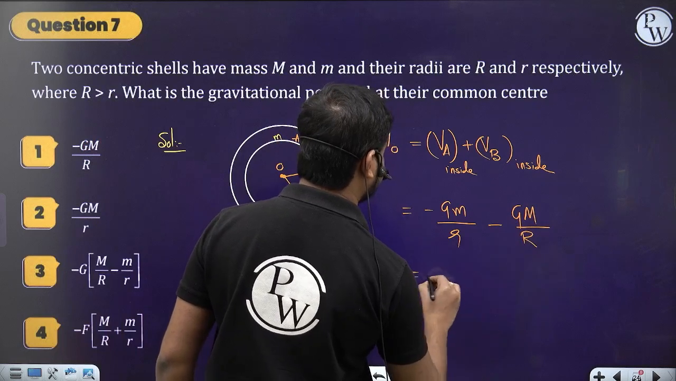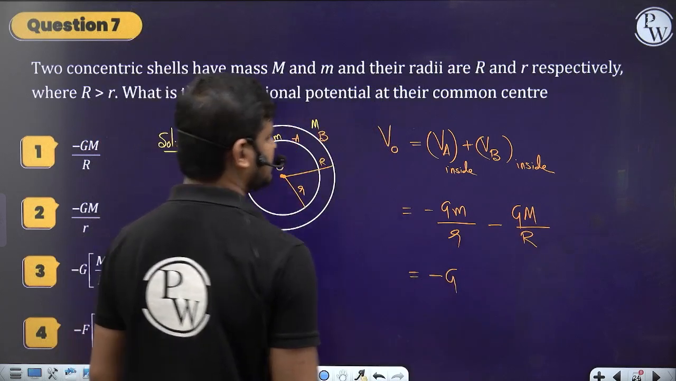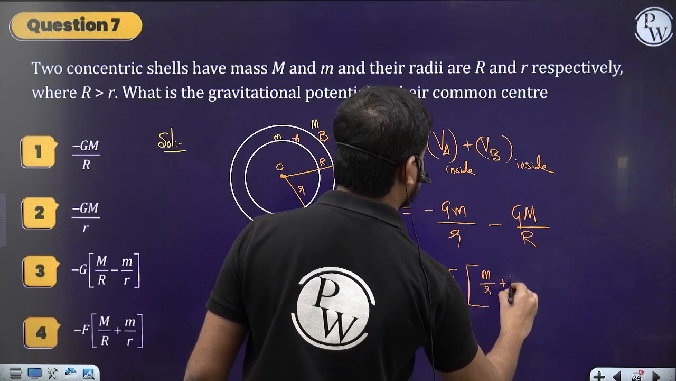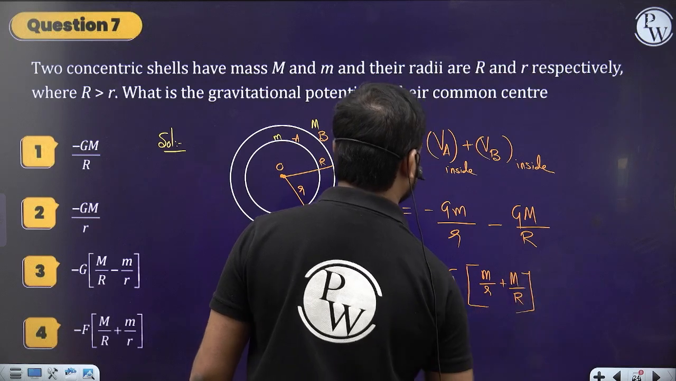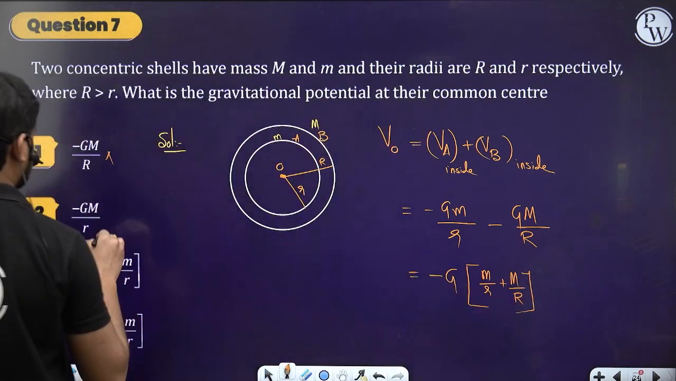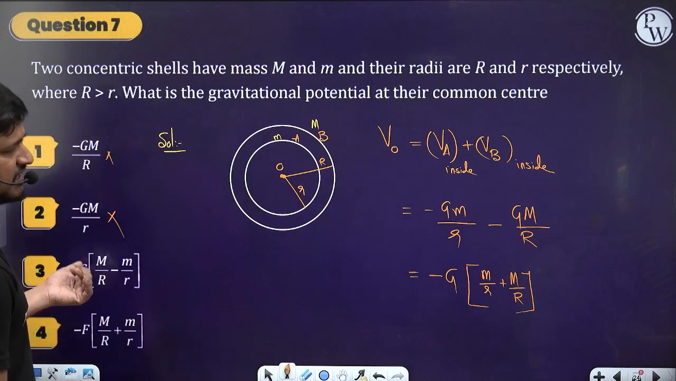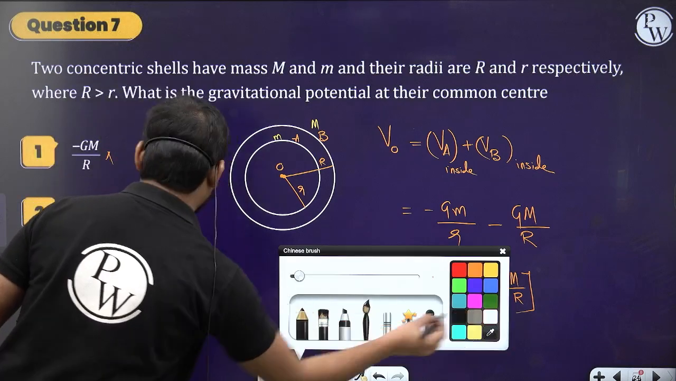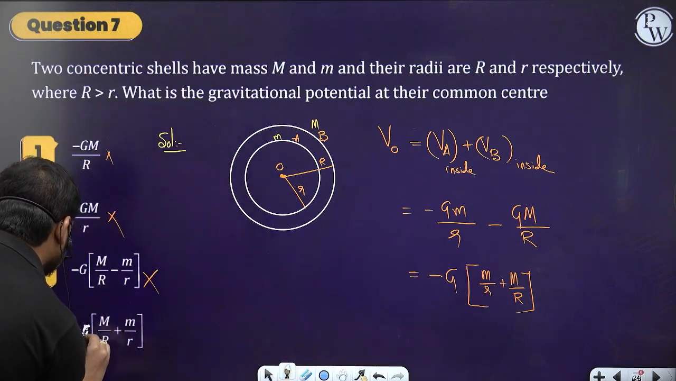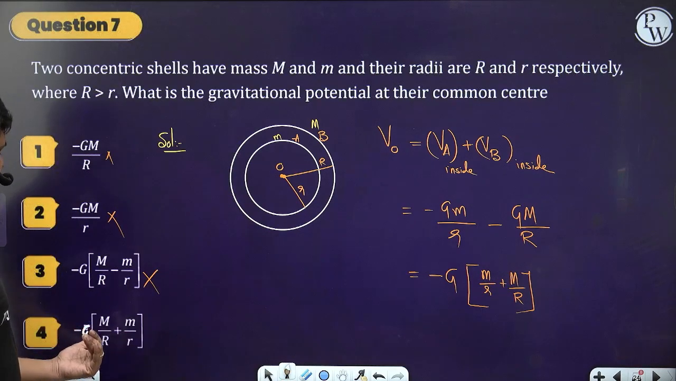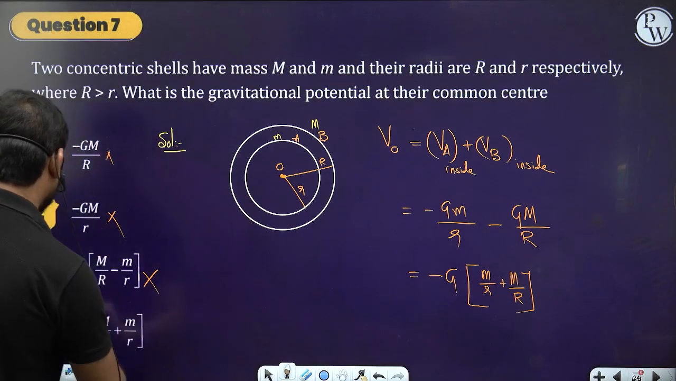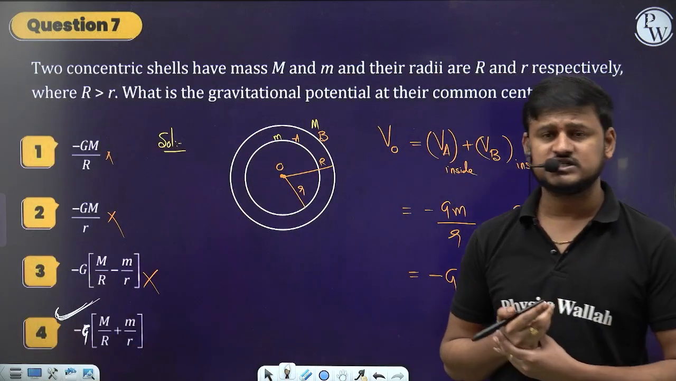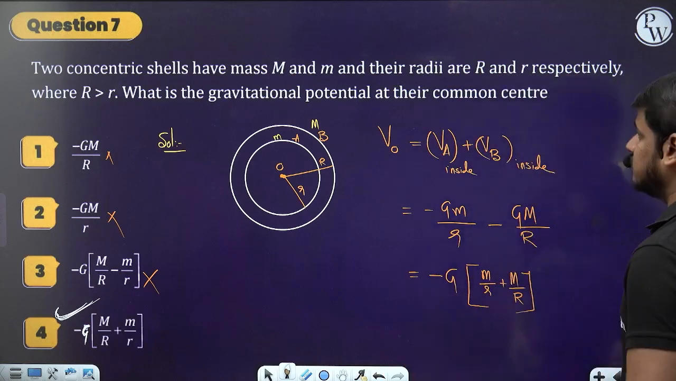So from here I can take minus G out. Minus G times m by r plus M by R. Minus G, not F. This is G. So minus G times small m by small r plus capital M by capital R. Yes, so option 4 is the correct one, guys. Done. Clear concept? Let's move further.